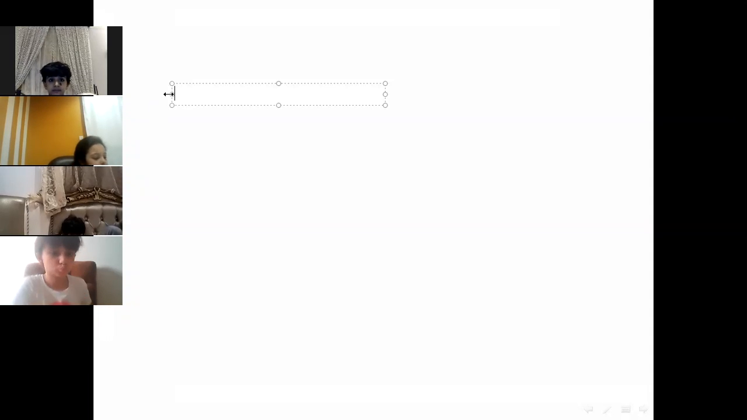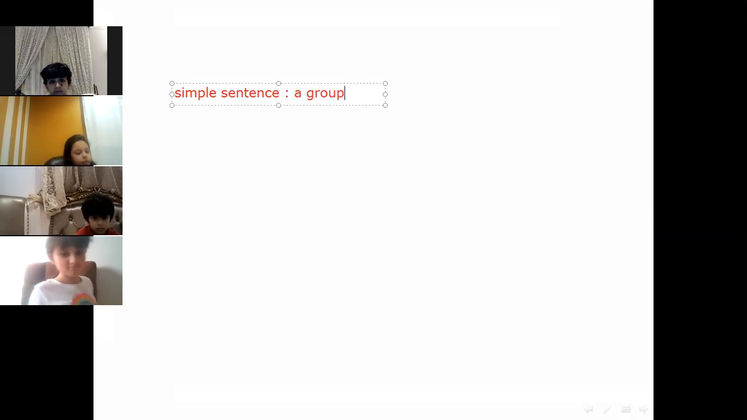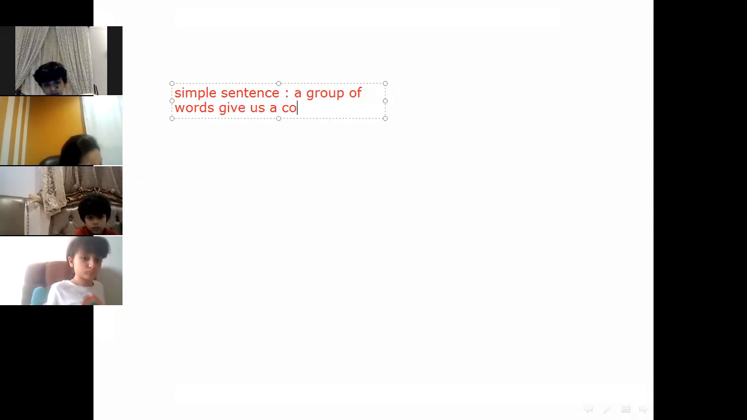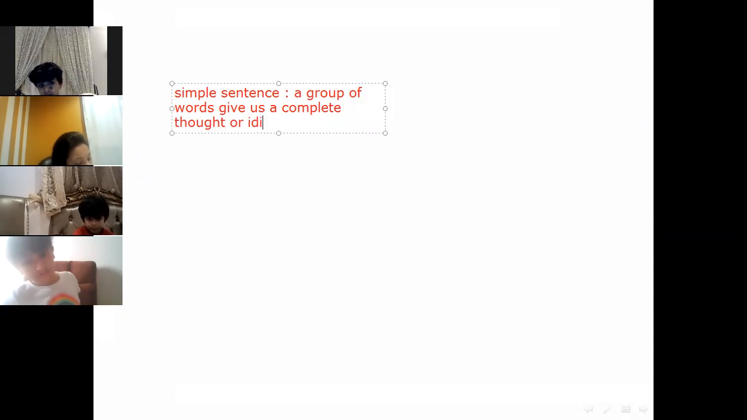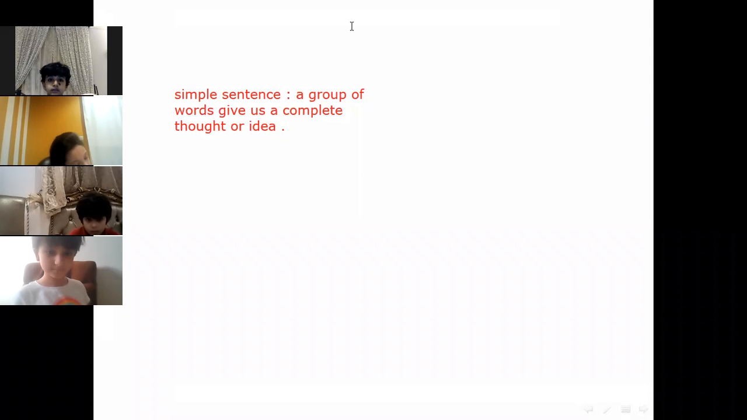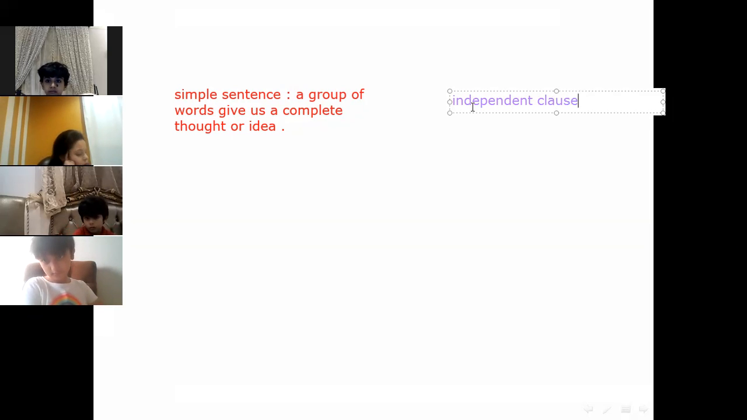In the beginning, what is the... Which book? Don't open any book. What is the simple sentence? A group of words that gives us a complete thought or idea. It has another name. What is the other name? We call it an independent clause. Why do we call it an independent clause? Because it can stand alone.